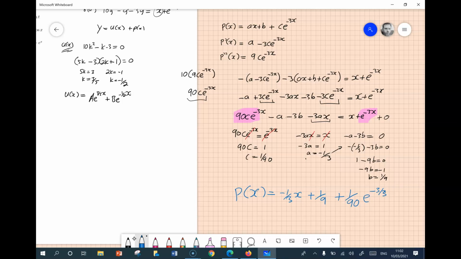So my final solution is a combination of my u of x and my p of x: a e to the power of, that's 3 over 5 x, plus b e to the power of minus 1/2 x, and then plus my p of x. So minus 1/3 x plus 1/9 plus 1 over 90 times e to the power of minus 3x.